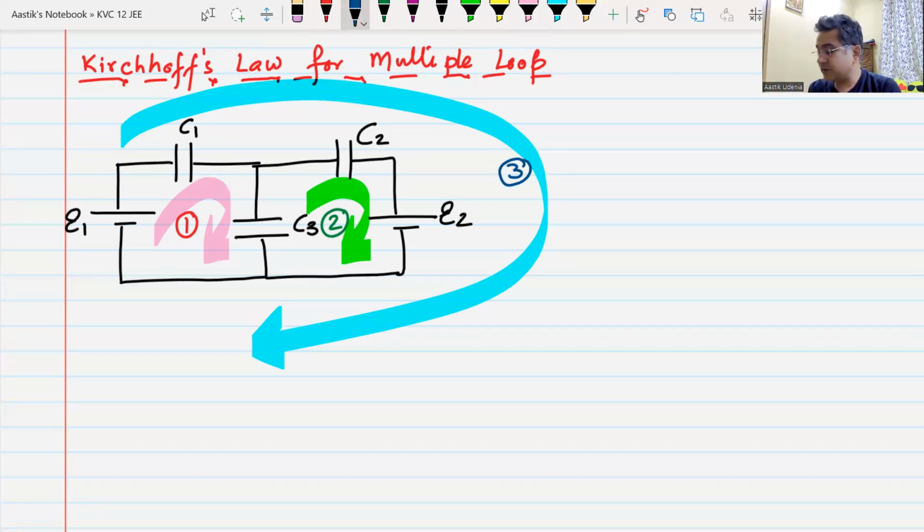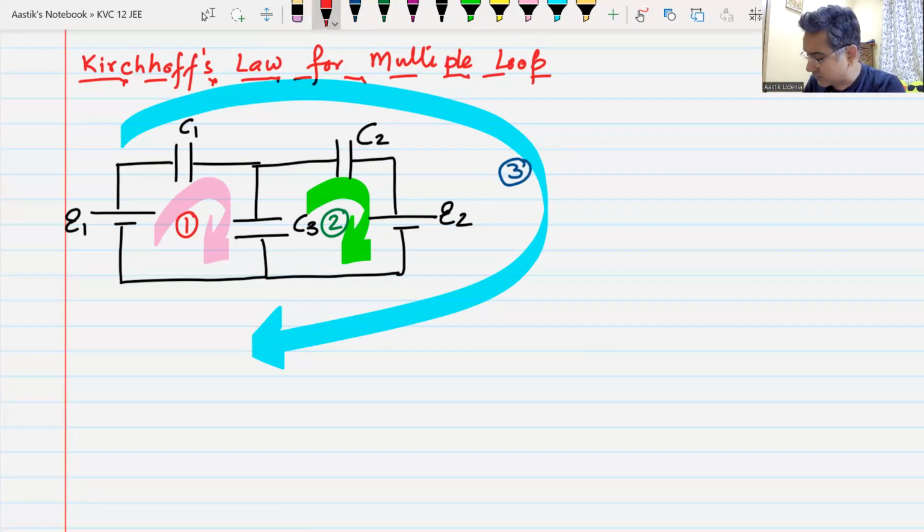How many loops do you have? Do you have two loops or do you have three loops? And remember, whenever we are talking about loops, we are talking about independent loops. And as you can see, even though I see three loops here, the number of independent loops is only how much? Two. So either I can make equations for the first loop and second loop, or I can make equations for the first loop and the third loop. I'm going to make the equations for the first and the third loop.